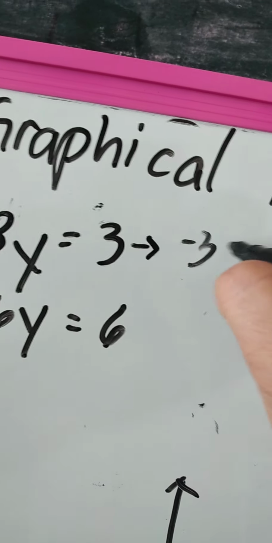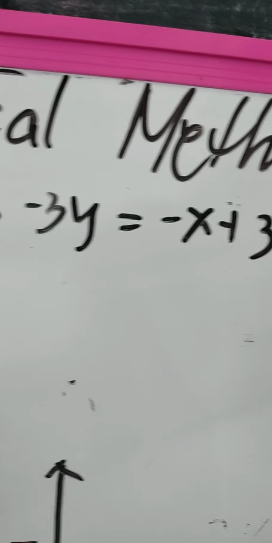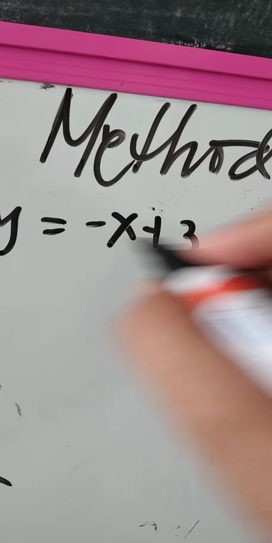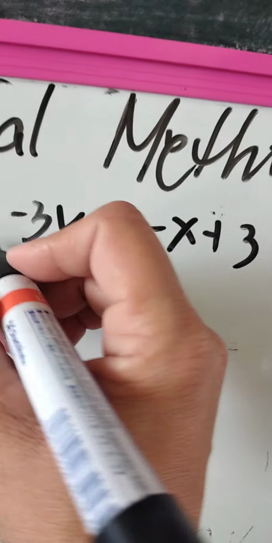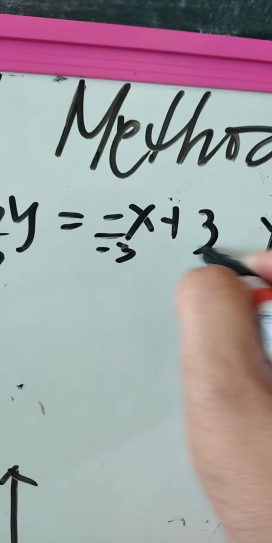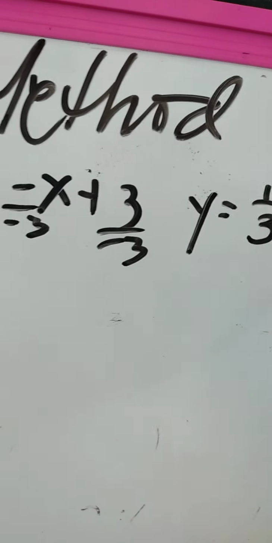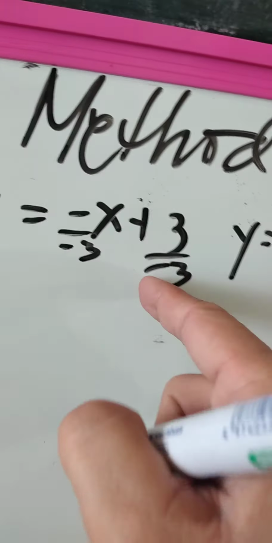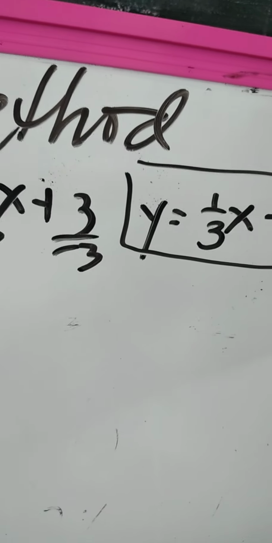Negative 3y equals negative x plus 3, and then simplifying, divide by negative 3 on both sides, so you have positive 1/3 x. However, your y-intercept is negative 1: positive divided by negative will give you negative. The m here is 1/3, the b is negative 1.